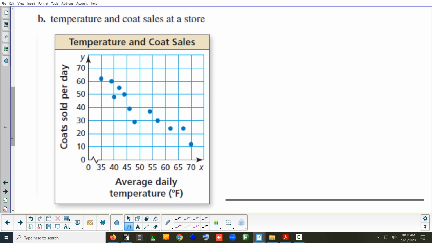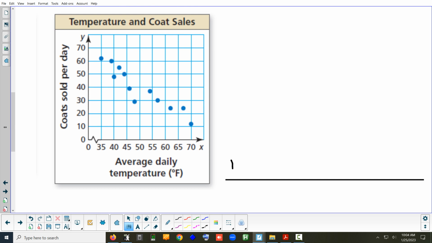So this is a graph of the temperature and the number of coats that a store sells. What do you think here? Does it look like these points have a correlation? And if they do, would you say it's positive or negative? Yeah, this is a negative correlation. So what does that mean? If I asked you to describe to me, what does that mean? There's a negative correlation between the temperature outside and the number of coats that a store sells.